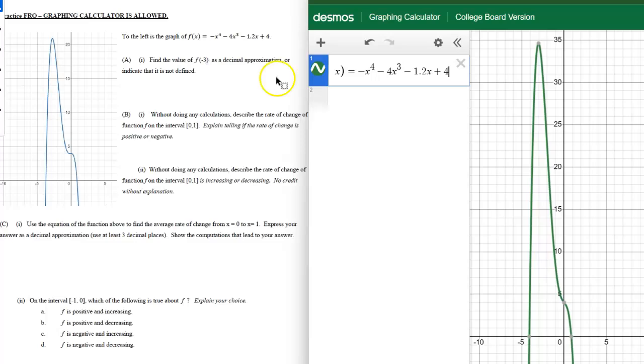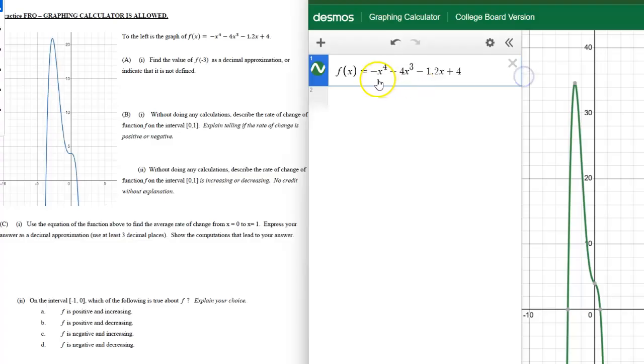that it's not defined. So beautiful thing about this Desmos is that I can just go to the next tab. Since my Desmos already know what f of x is, I can just go ahead and do f of negative 3. And right there, I got the answer of 34.6. Okay, so I'm going to write that answer down.